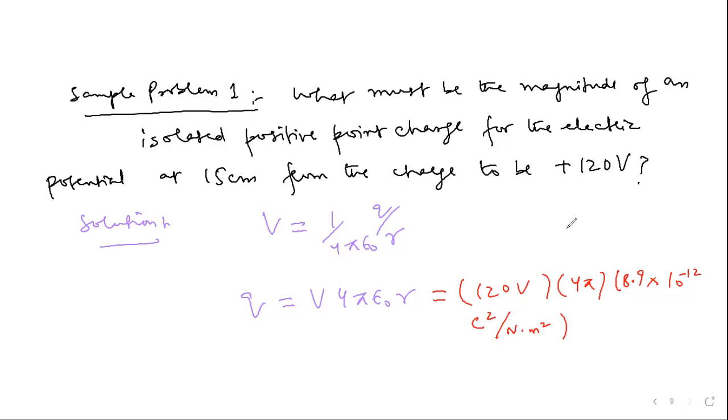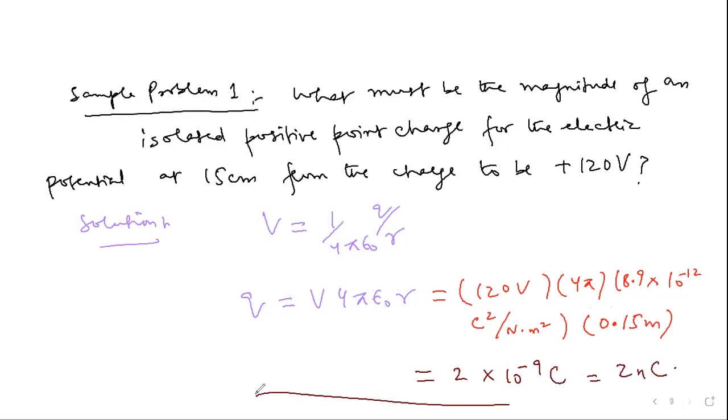Then I have 15 centimeter distance, which I convert to meters, which will become 0.15 meter, right? So I make the calculation, you can check it. It becomes 2 into 10 raised power minus 9 coulomb, which can be written as 2 nano coulomb. This is the solution to the simple question.